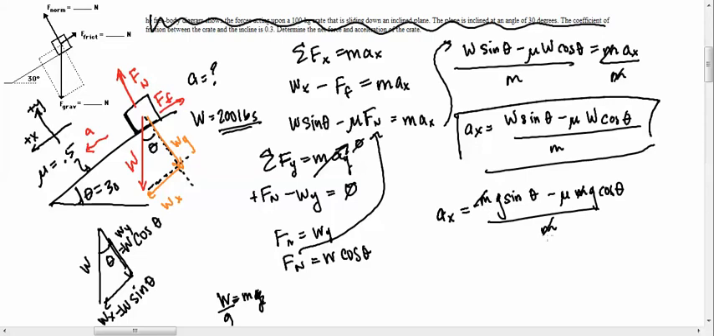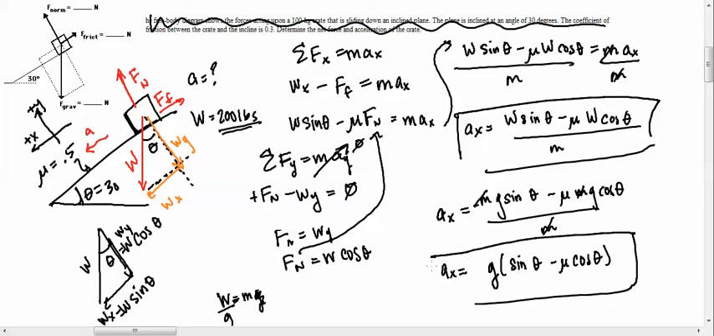I think that that's so crazy. Ax equals, I'm going to factor out g because there's g's in both of them, g times sine theta minus mu cosine theta. Now that's really cool. That tells me that the mass doesn't matter. That tells me that the weight doesn't matter. There's no weight in this equation. That's actually my answer, the most simplified version. But there's no weight. That just blows my mind.